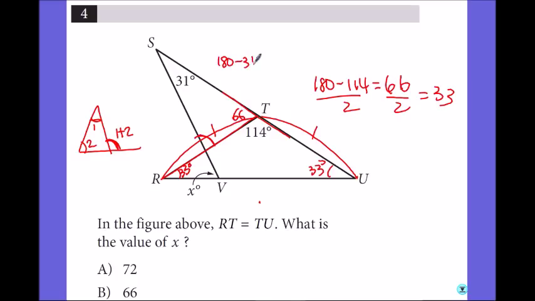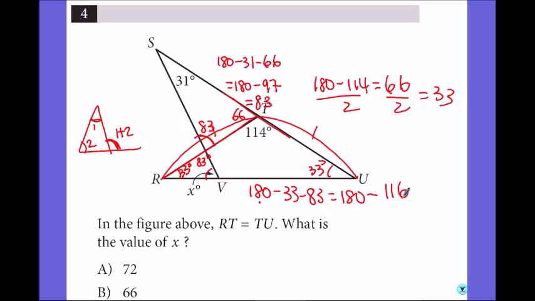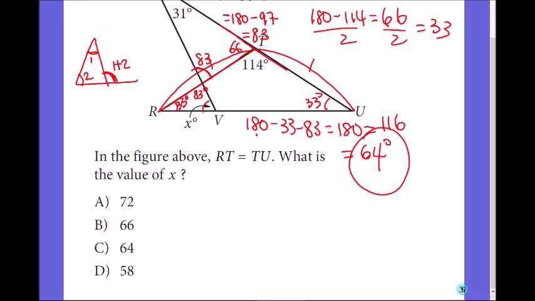180 minus 31 minus 66, which is 180 minus 97, which gives you 83, right? So this is 83. That means this is 83. So this equals 180 minus 33 minus 83, which is 180 minus 116. So we get 64 degrees. We have 64.